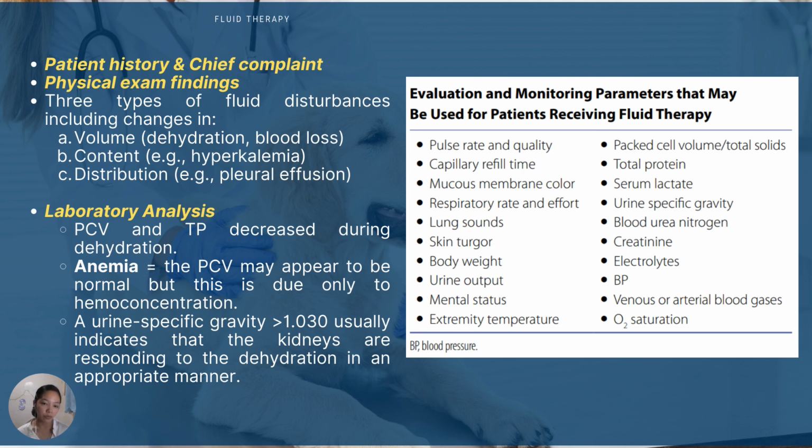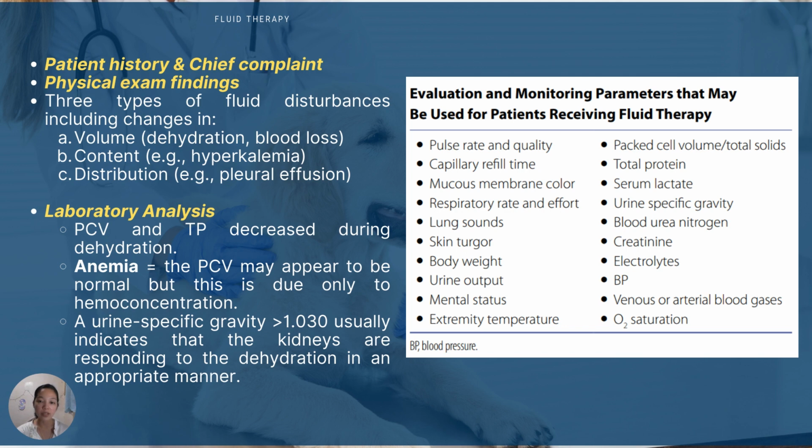So we also have to check for the body weight. Note that the change in body weight of the animal is actually not because of the muscle mass, but because of the water content of the animal. You also have to observe its mental status, is it weak? You have to check for its extremity temperature.